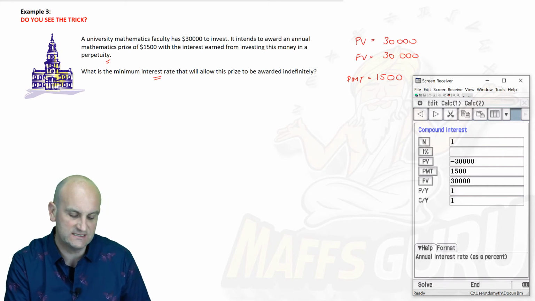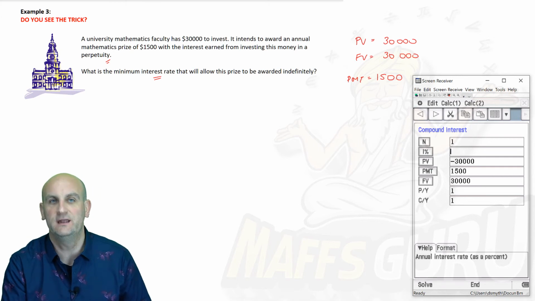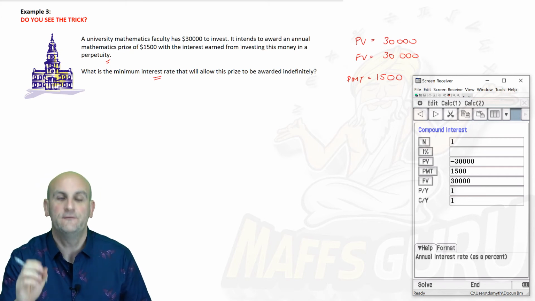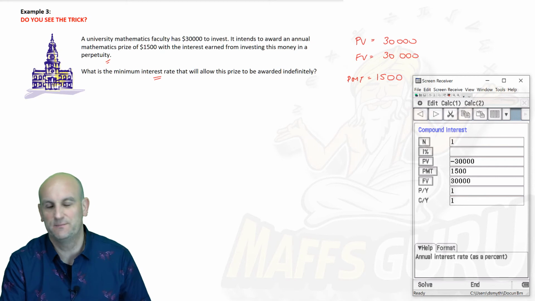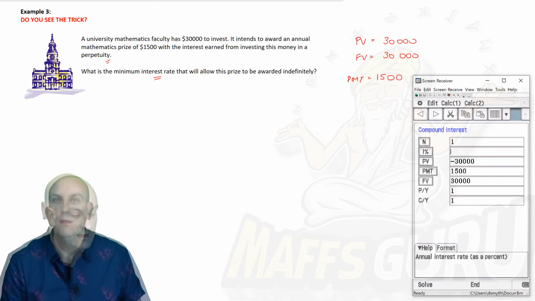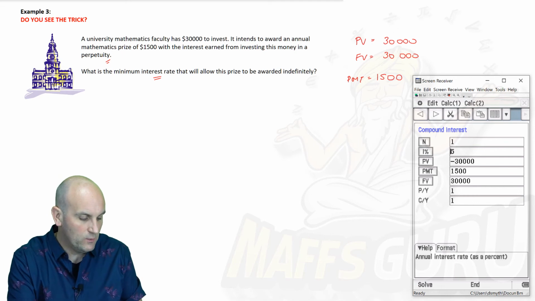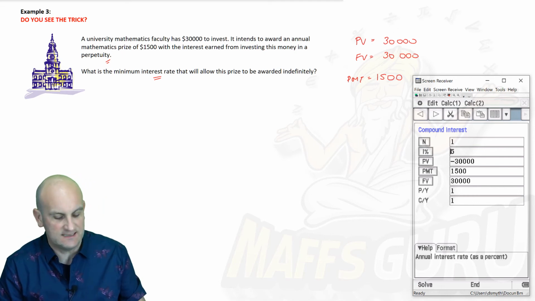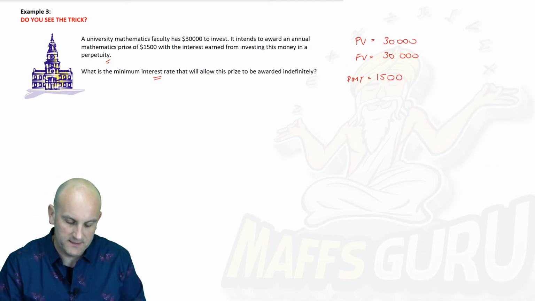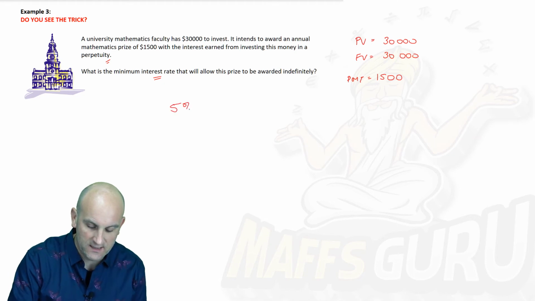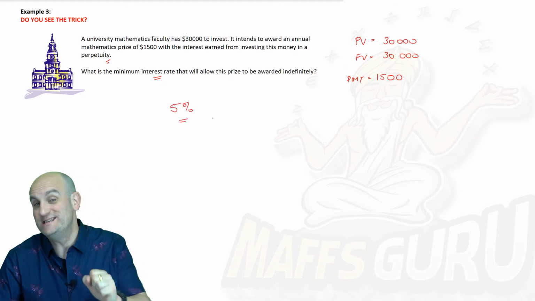Now, they didn't specifically say in this question that interest would only be compounded once. If they don't say it, then try and make it match the payments per year. All right, this is the best information that I can give you. And so when I press my I, what comes out? 5%. And thank you very much. There is my minimum interest at 5%. Actually, this is the end.